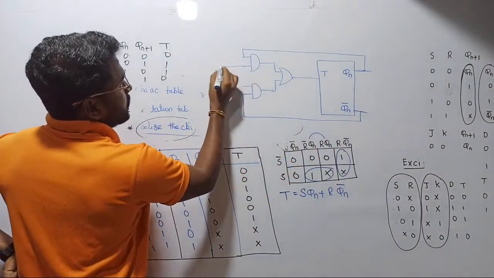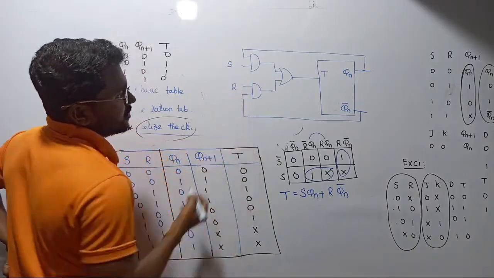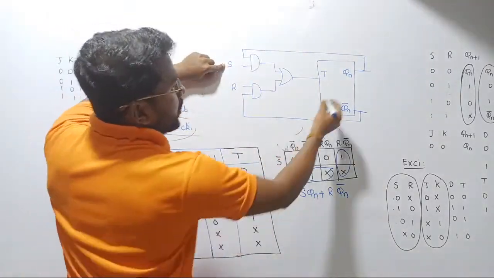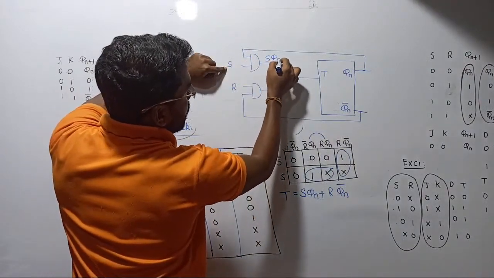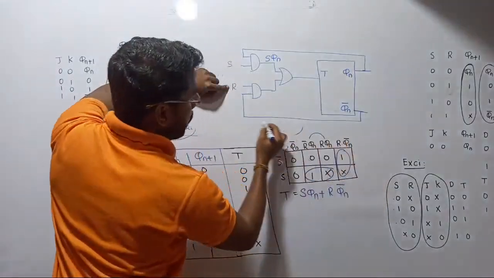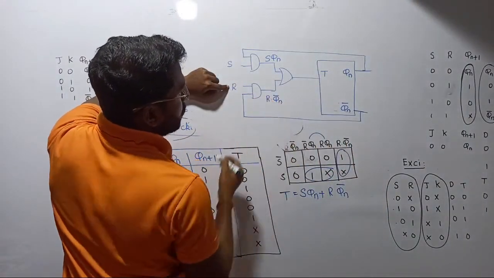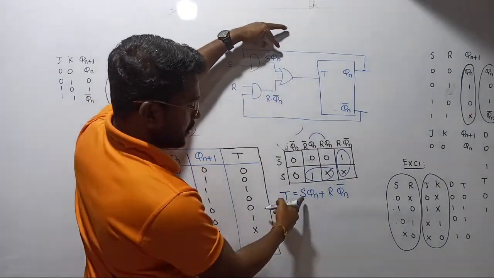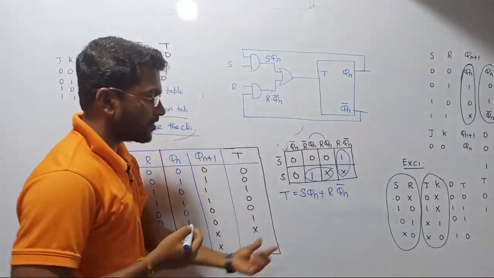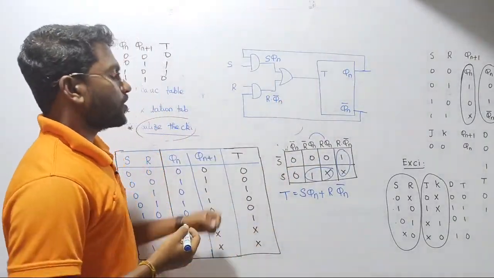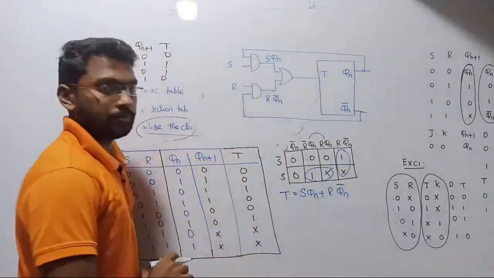So let us place, this is going to be S, this is going to be R, such that, now see there, S into Qn is coming from here, so it will give you S dot Qn. Similarly, Qn bar is coming from here, such that it is going to be R dot Qn bar. Now this is an OR gate, so we are going to get S.Qn plus R.Qn bar. So that is going to be the output, right? So this is going to be the input of the T flip-flop, clear? So that is how we are realizing SR flip-flop with the help of T flip-flop.